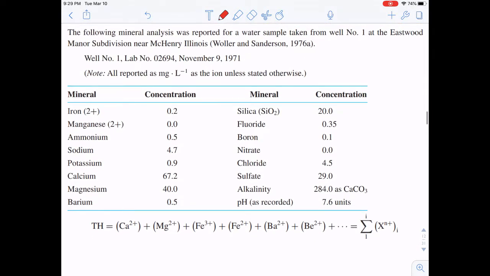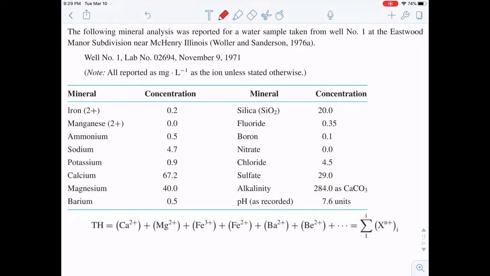So here I have a simple example. It is showing a water sample that's taken from a certain well in Illinois, okay? Here it's a table containing the concentrations of all different types of ions. You can see the specific concentrations are shown in milligram per liter, right?